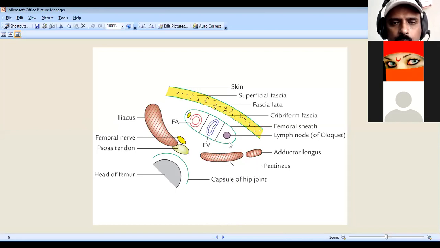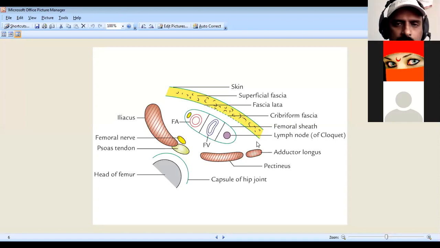Here we are going to get the compartments and contents of the femoral sheath. This is the front of thigh region, with the structures from superficial to deeper: skin, superficial fascia, deep fascia. The fascia covering the deep fascia on the great vessels, that is on the femoral vein, we call the cribriform fascia. Then there is a funnel shaped fascial sleeve, which we call the femoral sheath.